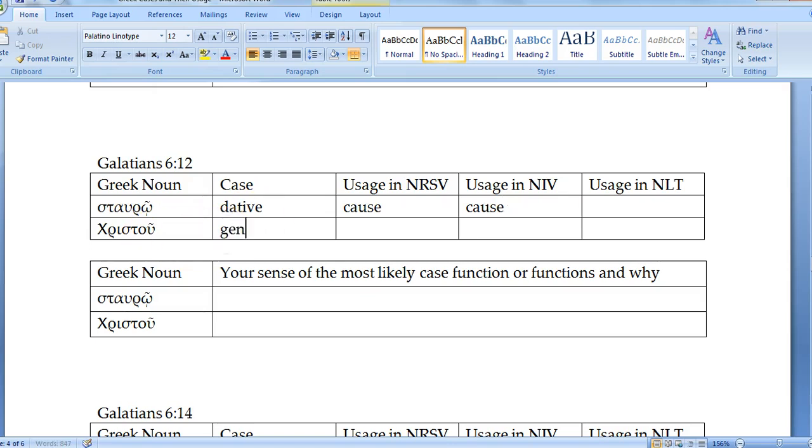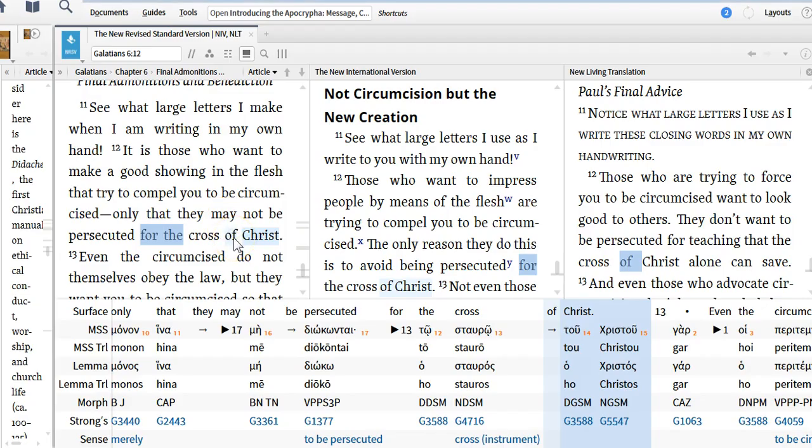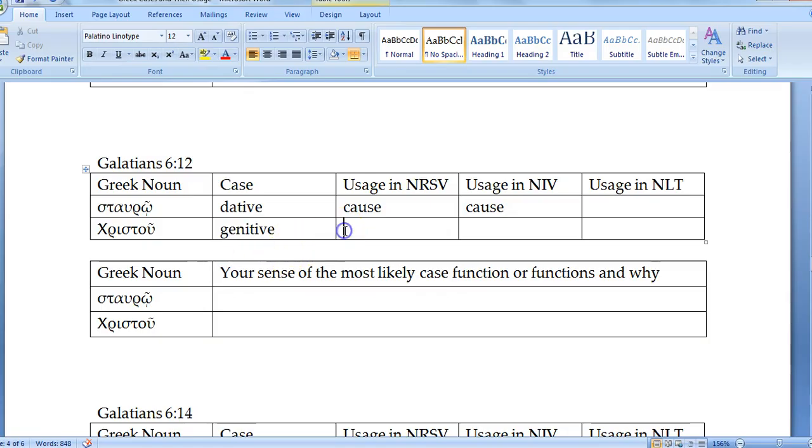And the genitive case noun, well, that's interesting. Cross of Christ, Christ's cross. You almost have to go with possessive with that one. Not necessarily the cross that Christ owned per se, but the cross that was uniquely Christ's, the one on which he was crucified. So essentially, I think possessive is what we find in all three.